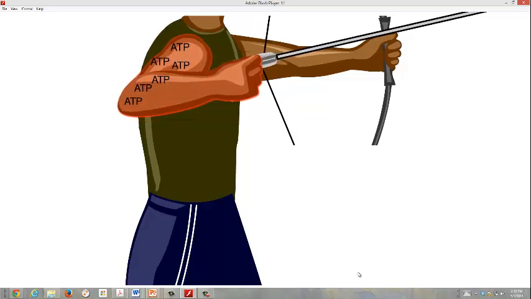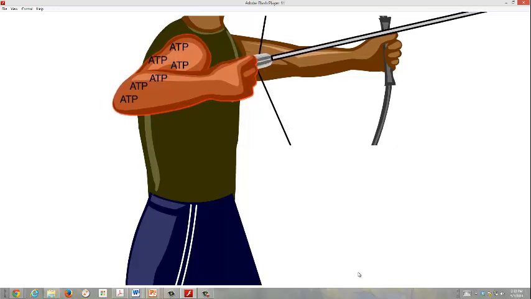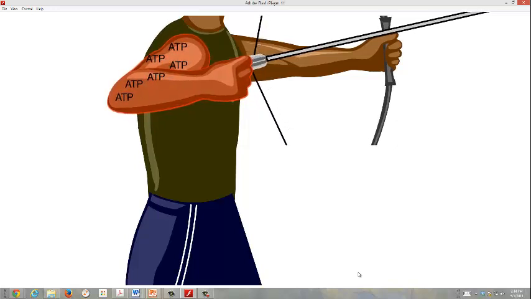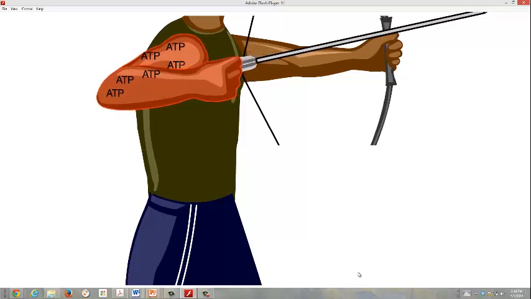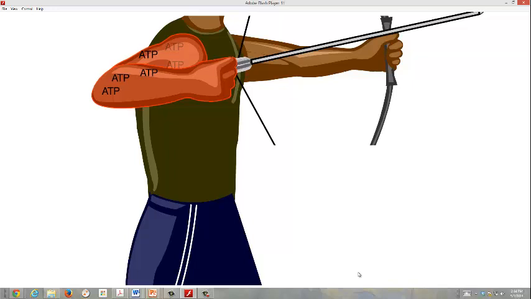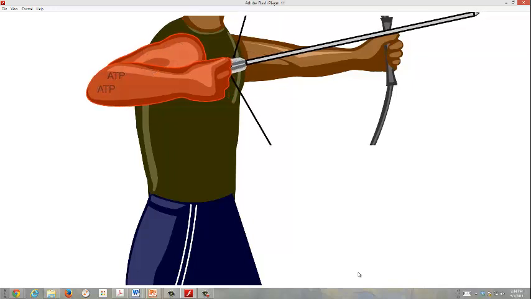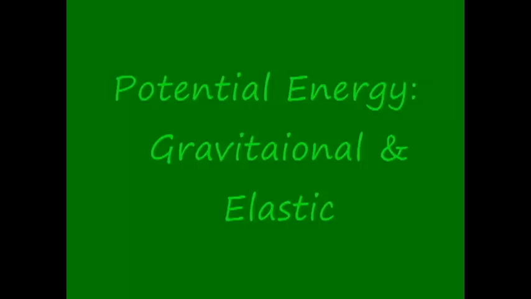The potential energy of ATP can be converted to kinetic energy. Some of the kinetic energy is used to do useful work, such as pulling back a bowstring, but the heat energy that is generated cannot be used to do work. For fun, in the next video, see how many energy transformations you can identify.